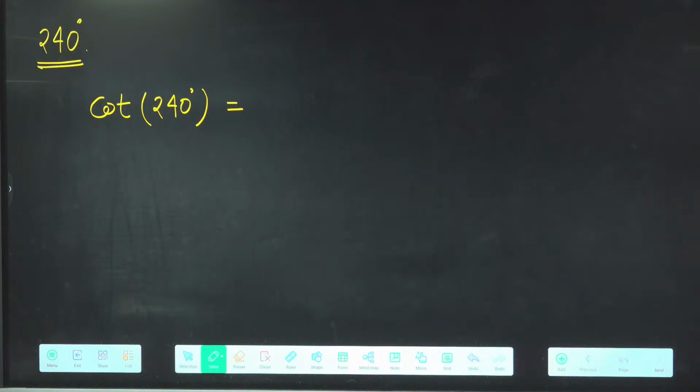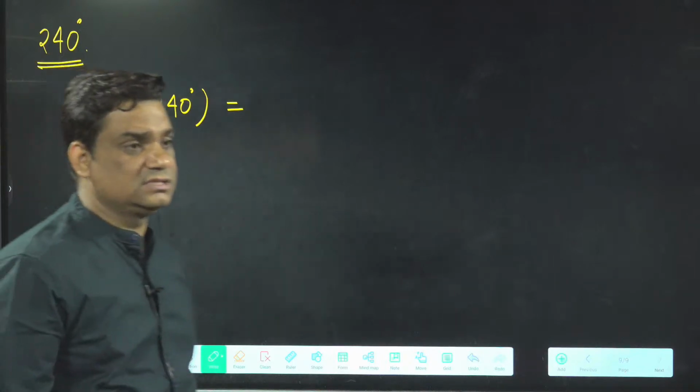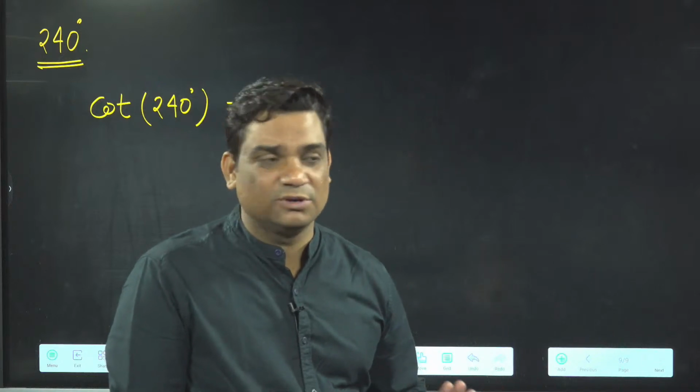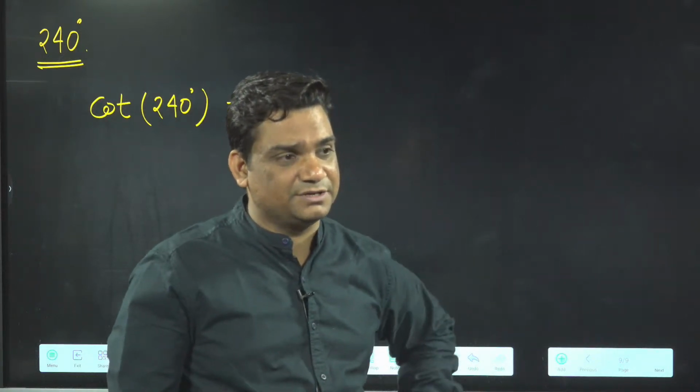First of all, tell me positive or negative. Positive or negative? Because if you are not able to decide positive or negative, then you will make a mistake. A lot of people are giving me the correct answer, but a lot of people are giving the wrong answer also. Minus 1 by root 3. First of all, plus and minus should be very clear.